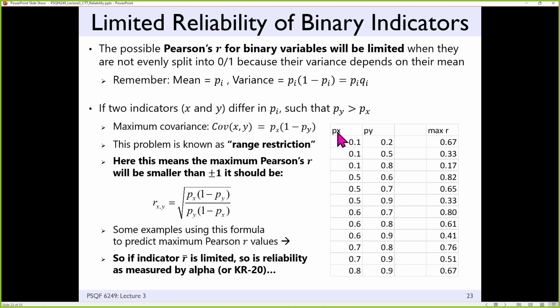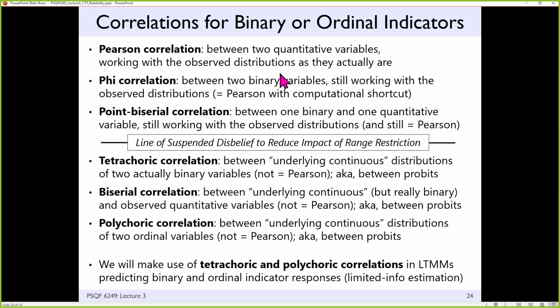So for instance, if you have item X, that is a very, I would call it a difficult item in that 10% of the people got it right. And you want to look at the correlation with item Y, which is much easier, 80% of the people got it right. Even if these items are measuring the same thing, the highest Pearson correlation they can have is 0.17. So using correlation, when it's defined this way for binary items, is problematic. So one of the things that is different in fitting factor analysis type models to binary items is that they don't use Pearson correlations, and it's for this reason. They use something else, which is called a tetrachoric correlation.